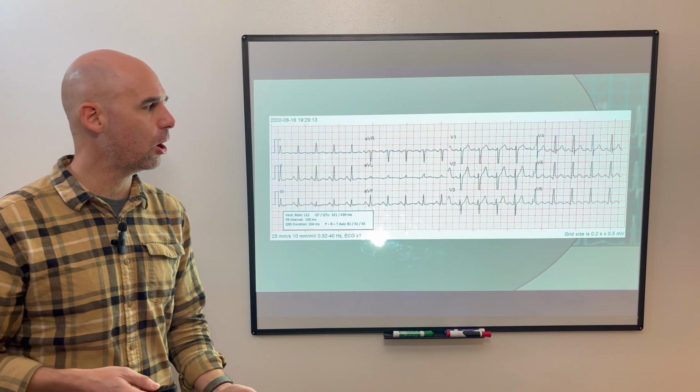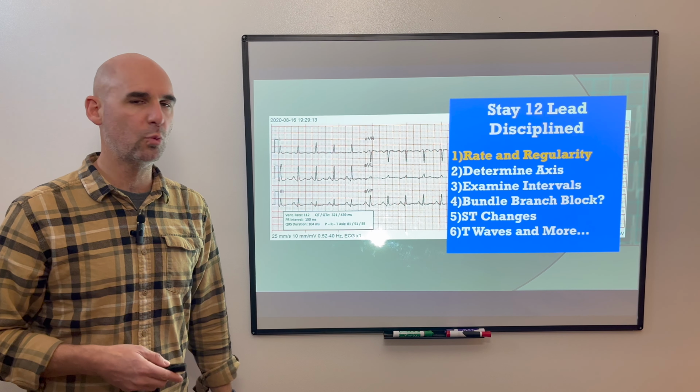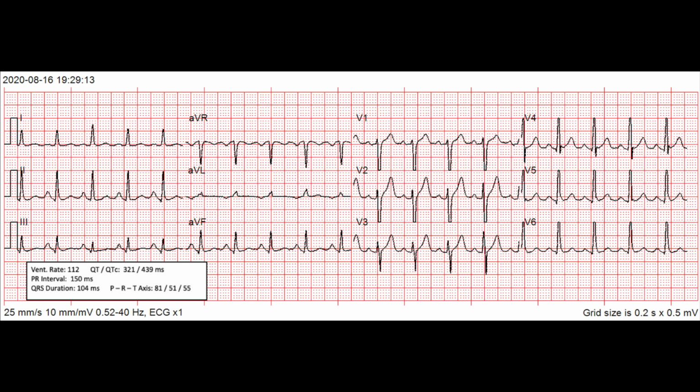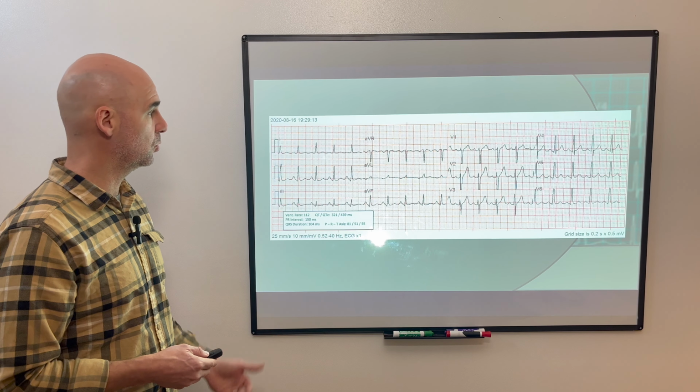So let's look at this one here, and let's take this from the beginning. Let's apply all our steps right here. So we'll look at rate and regularity first. So we'll pull up rate. In this case, we have a rate of 112. That's fast, but not too fast. We look at the regularity. The QRS complexes march out, so it is regular.